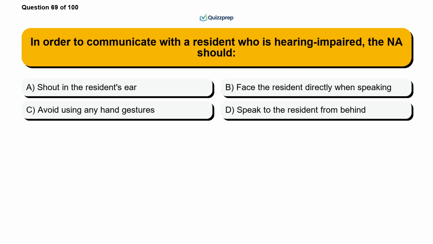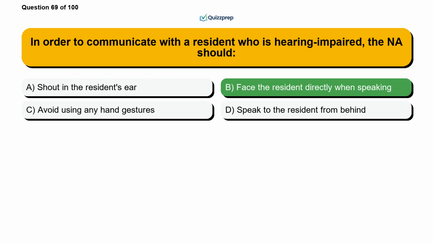Question 69. In order to communicate with a resident who is hearing impaired, the NA should: Option A, shout in the resident's ear. Option B, face the resident directly when speaking. Option C, avoid using any hand gestures. Option D, speak to the resident from behind. The correct answer is option B, face the resident directly when speaking.